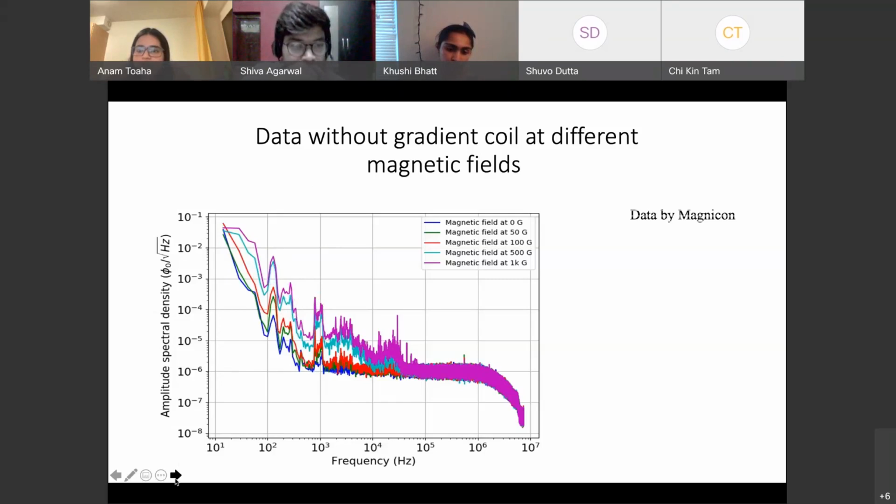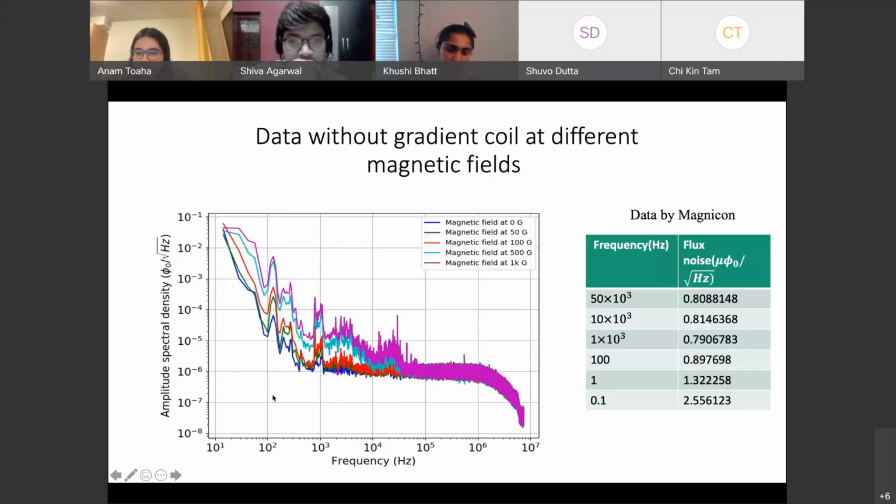So here I have also calculated the data. This is our data and the data by Magnicon at a different frequency range, and my data and the data by Magnicon are comparable in these frequency ranges.